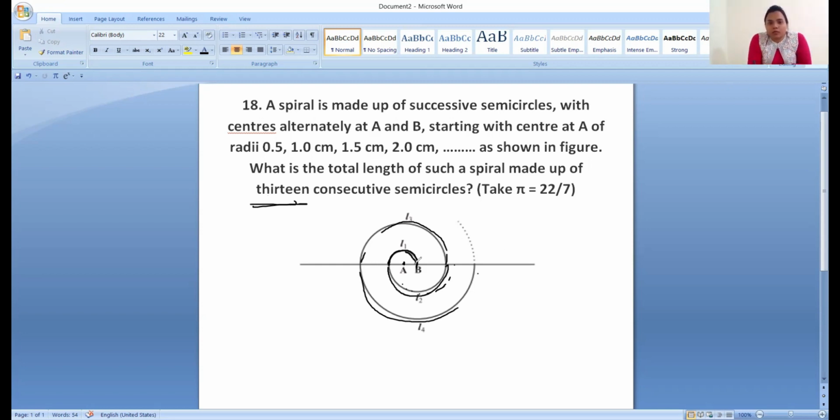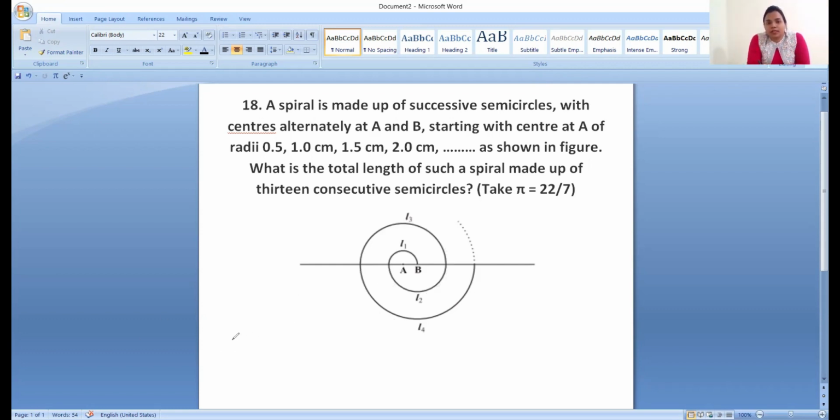So how can we find? What is the length of this? This is a semicircle. We can find the circumference of the semicircle and that will be the length. Circumference means what? The length of the thread when we keep it on this semicircle. Correct? So that is the circumference only. So we can find the circumference of all the semicircles and we have to add. We don't have to add everything separately. We'll just form an AP and we can find the sum of the terms.